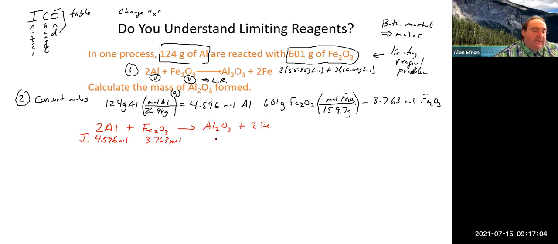And in a case like this, we can initially assume that we have no products, right? This reaction needs to go to the product side to make products. So initially, we're going to assume that we have nothing on the product side. Any questions on that?